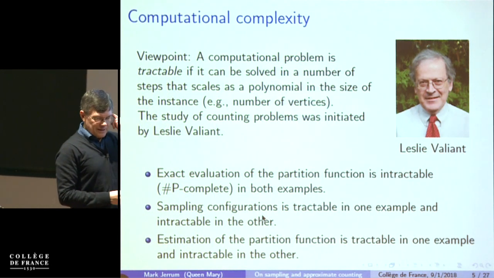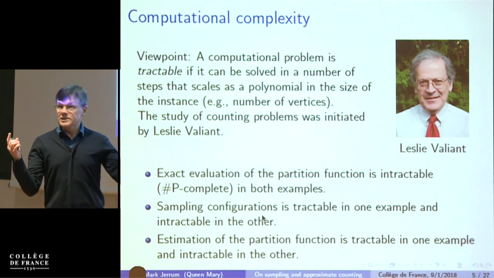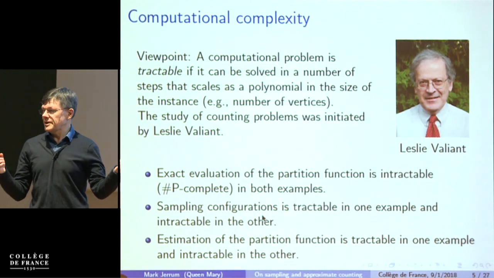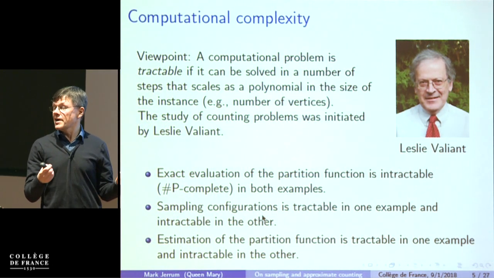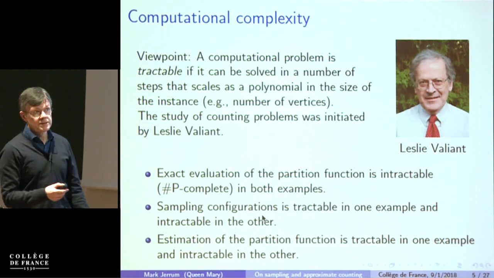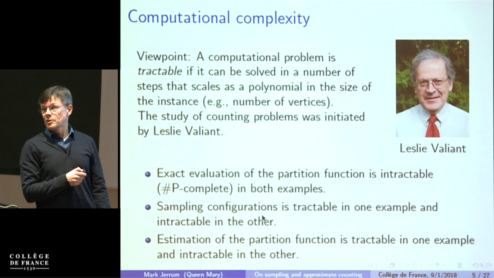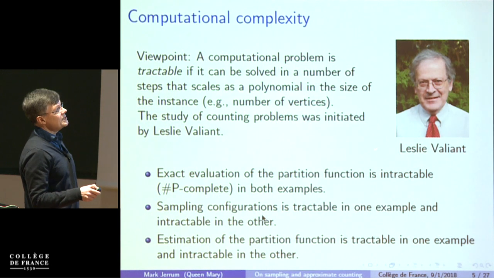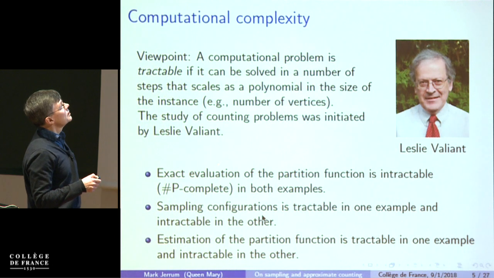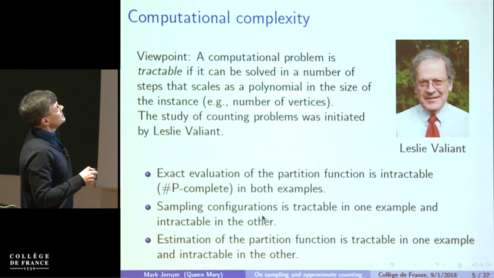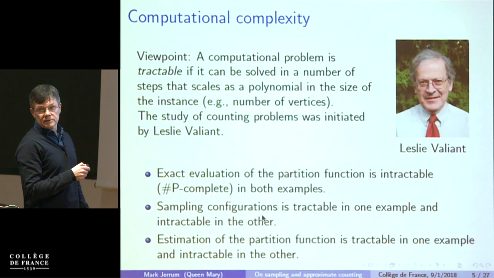So the theory of NP completeness relates to decision problems, yes-no problems, right? But the things here, counting problems, they're different. They're evaluation problems. It turns out they're even harder. So these things were, from the complexity theoretic point of view, initially studied by Leslie Valiant back in the 70s, and who introduced the appropriate complexity class.